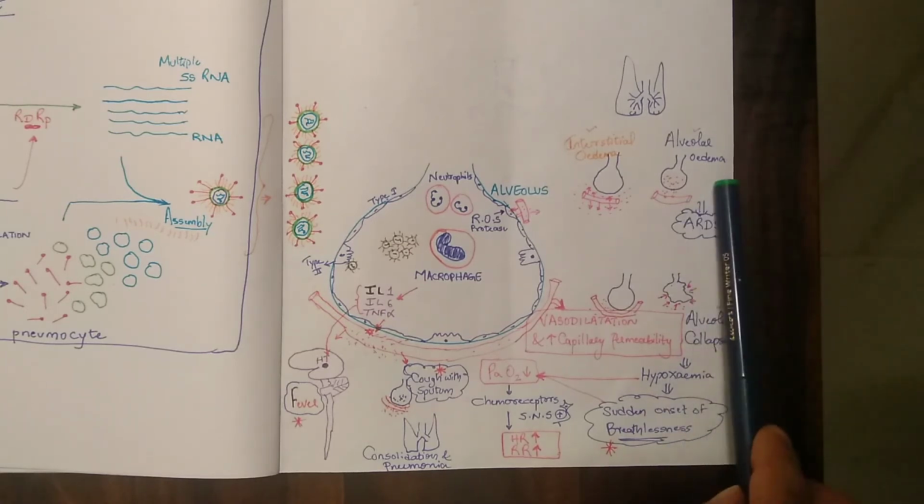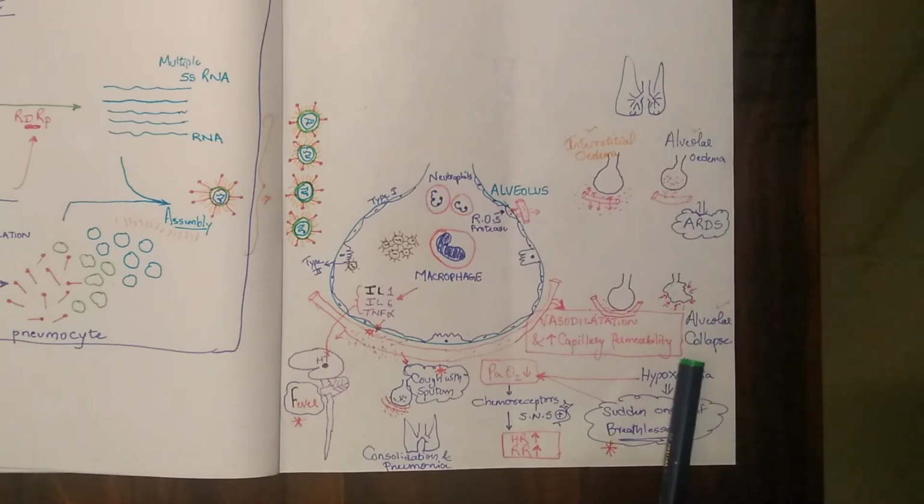Ultimately what happens, because of alveolar edema and alveolar collapse, the exchange of gases will be affected. Therefore, there is a decreased amount of oxygen in the blood. It is called hypoxemia. Once the person has hypoxemia, there will be sudden onset of breathlessness.